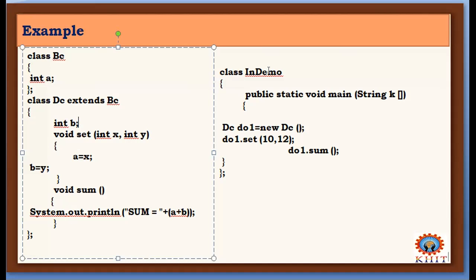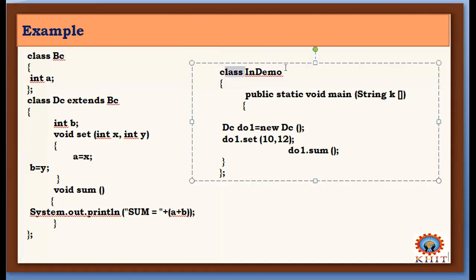Then class In Demo, there is another class we are writing to write a main program. So public static void main, String args. Whatever the name of the string, we can give. Okay. Then I am creating an object for the derived class. So DC do1. do1 is the object, which I am creating for class DC.